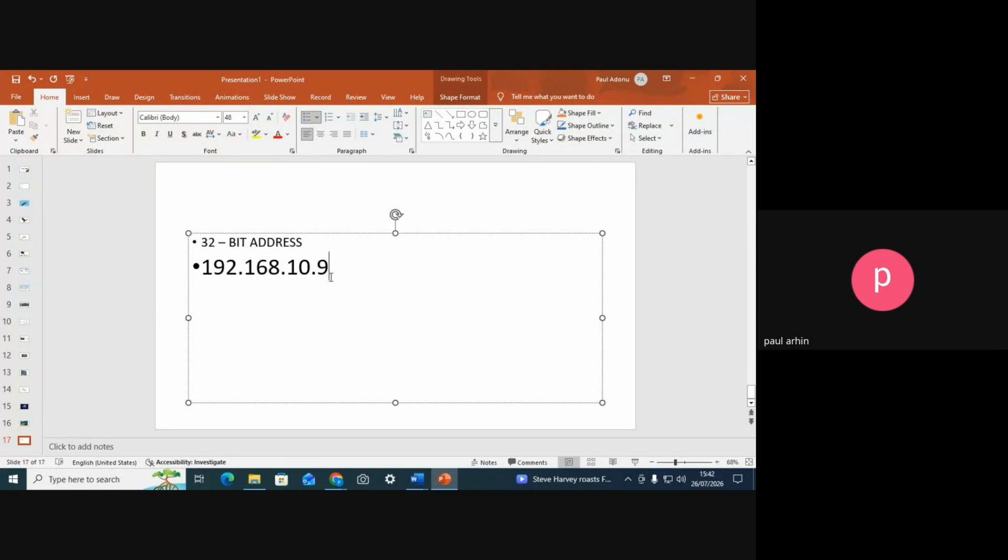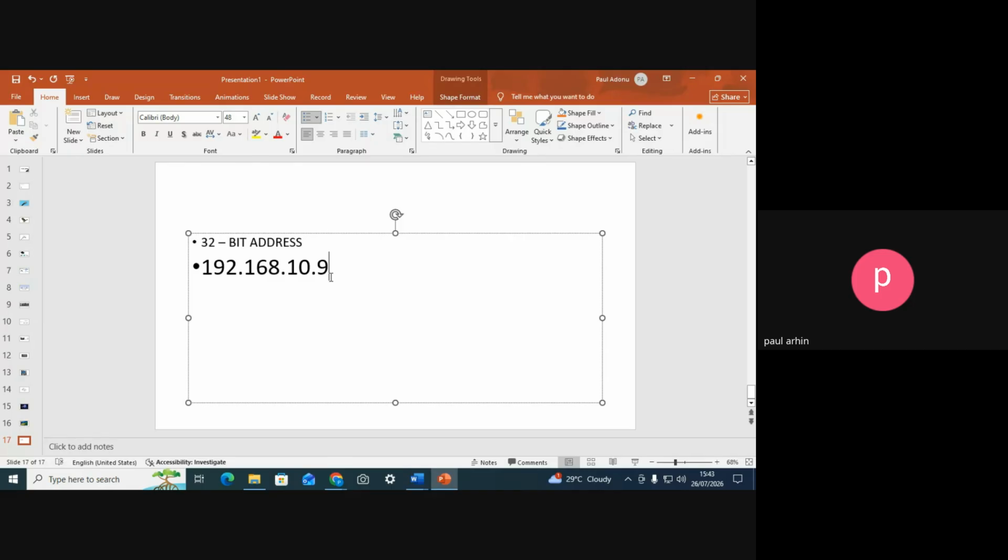Now, if there is no IP address on a particular device, then it cannot be part of the network. Of course, we will discuss what we call APIPA later on. But that is what happens if there is no IP address. There is no way you can communicate with that device.